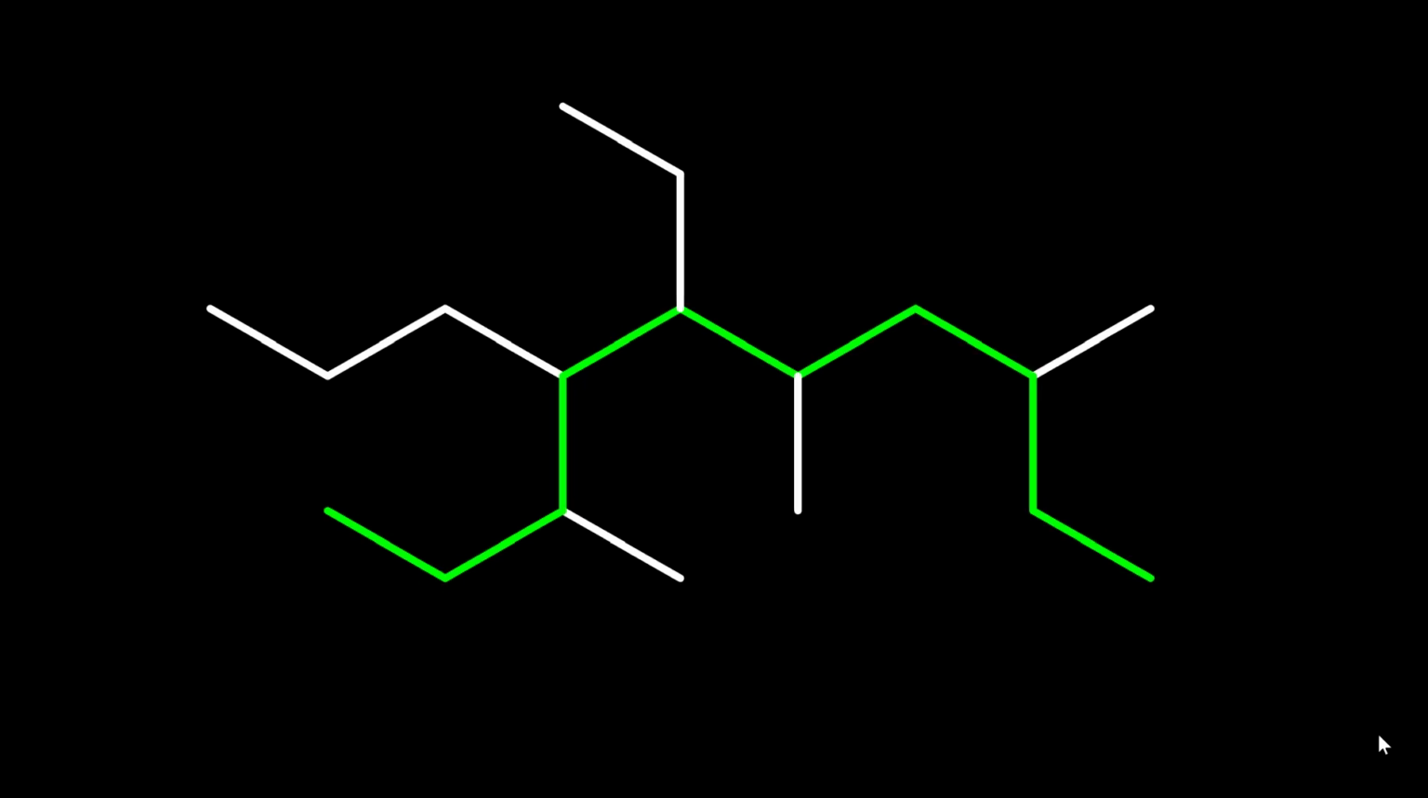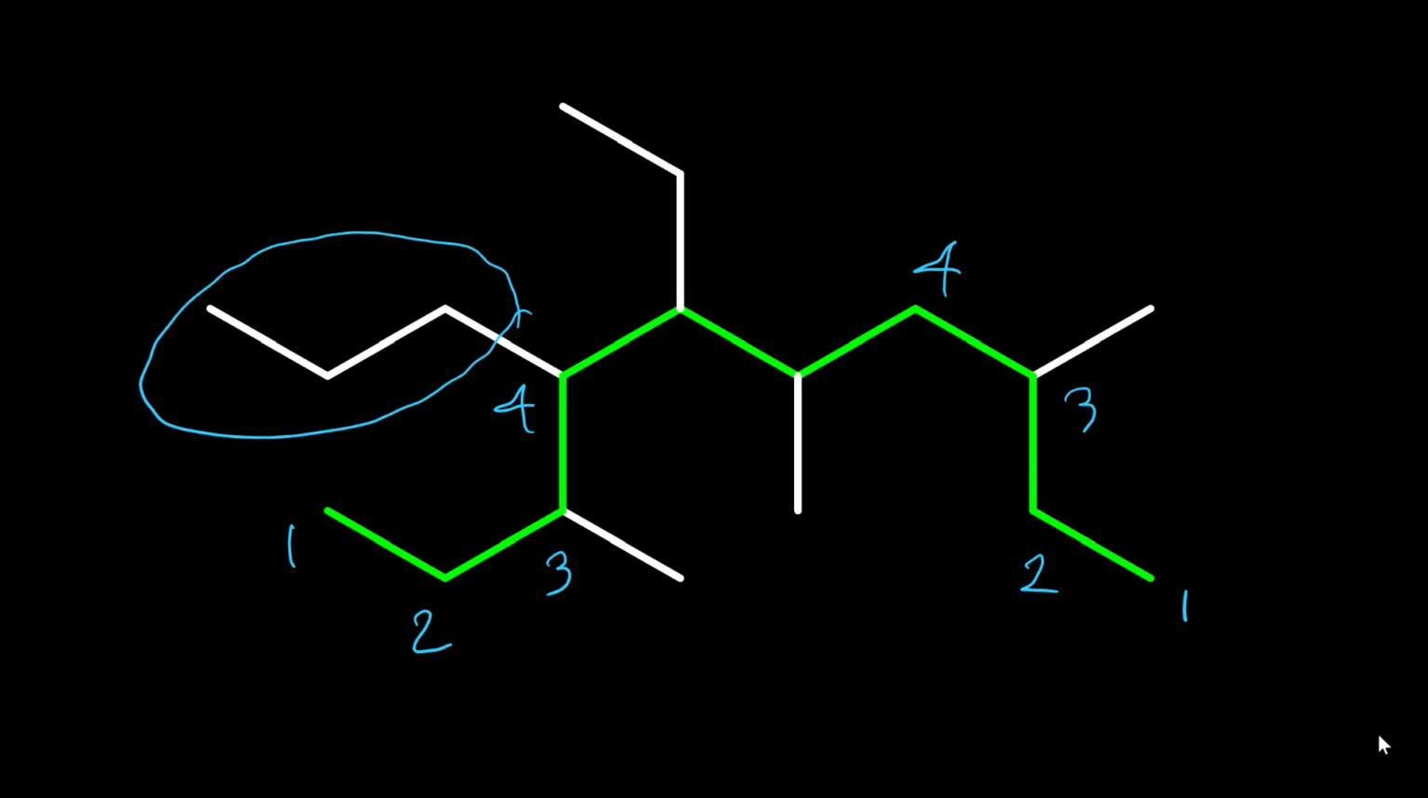When I want to number this chain, from the right side, the third carbon has a branch, and from the left side, it's the same. So the first group has the same position. Because we cannot make a decision based on the first group, we need to move to the second group. Here on carbon 4 from the left side, we have a propyl group, but on the right side there is no group. So we make the decision based on the second group. So I have to number the chain from the left side.